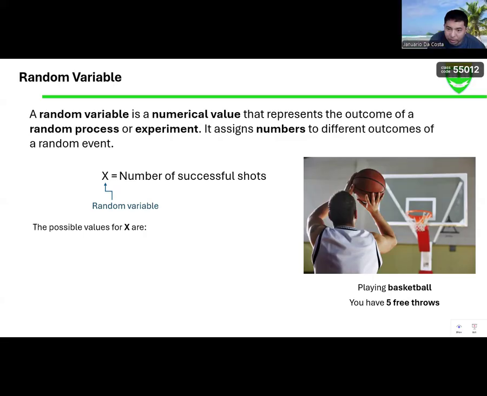If you're throwing a ball into a basket, what is the possible value of, for example, your x, which is the number of successful shots? Okay, then what is your x? 5. What is the possible value of x? X can be 0.